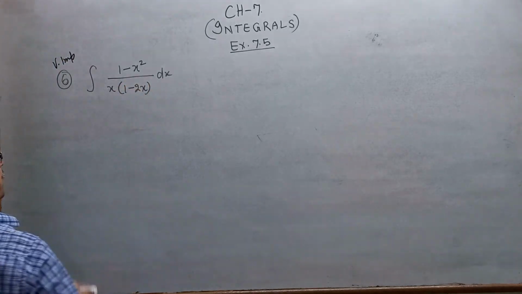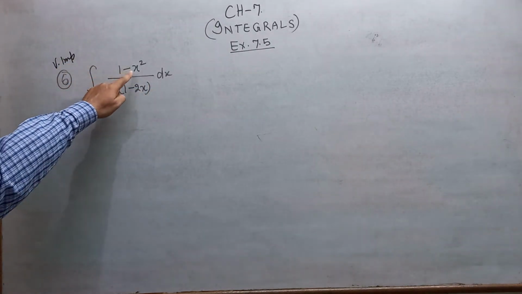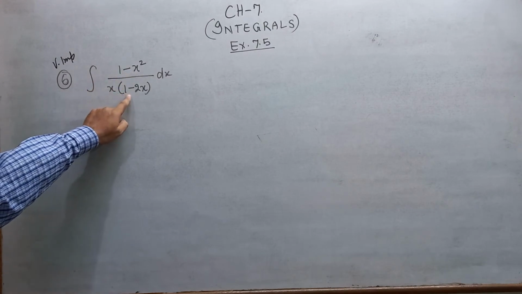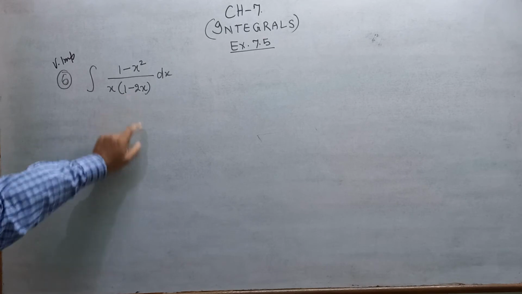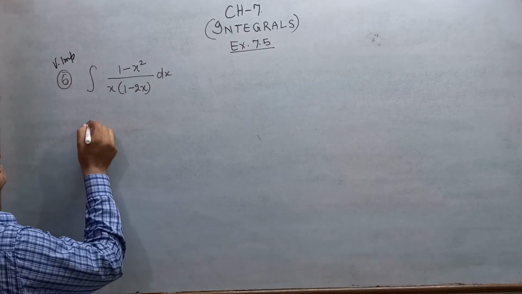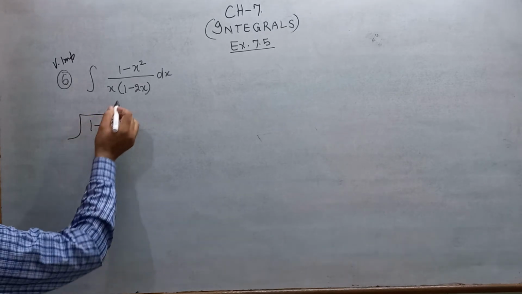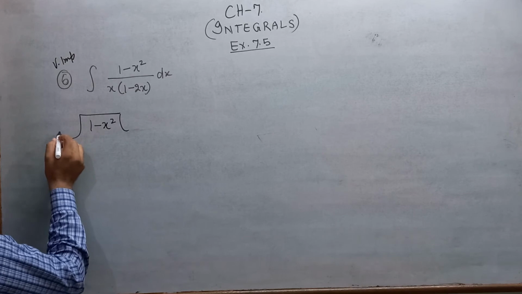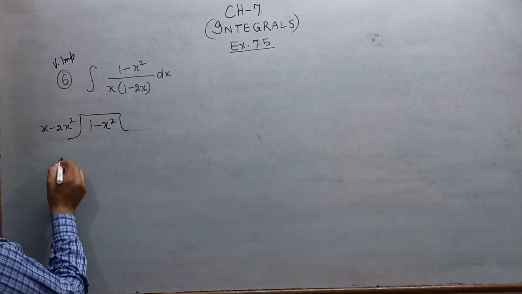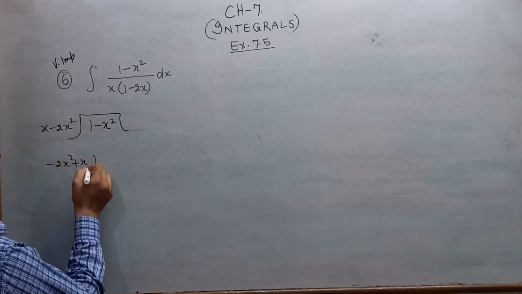You know that if the degree of numerator is greater than or equal to the degree of denominator, then you have to divide. The degree of numerator is 2 and the degree of denominator is also 2, then divide. Firstly write the denominator x minus 2x square in the standard form. Then divide.